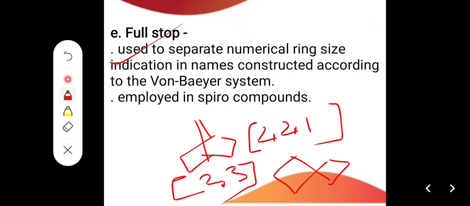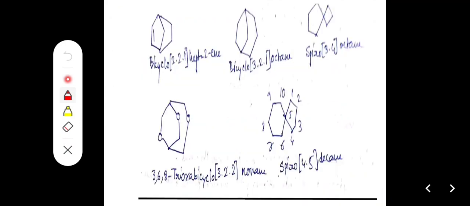Okay. How do we know this in a bicyclo compound? In bracket, the highest number of carbon atoms is written first, then the mid number of carbon atoms, then the lowest number of carbon atoms. Similarly, in a spiro compound, it is the opposite. First the lowest number of carbon atoms is written, then the highest number. That's why in that case the designation is 2 to 1, highest to lowest, and here the designation is lowest to highest, 2 and 3. So bicyclo 2.2.1, in between the ring sizes, we have to consider full stop.